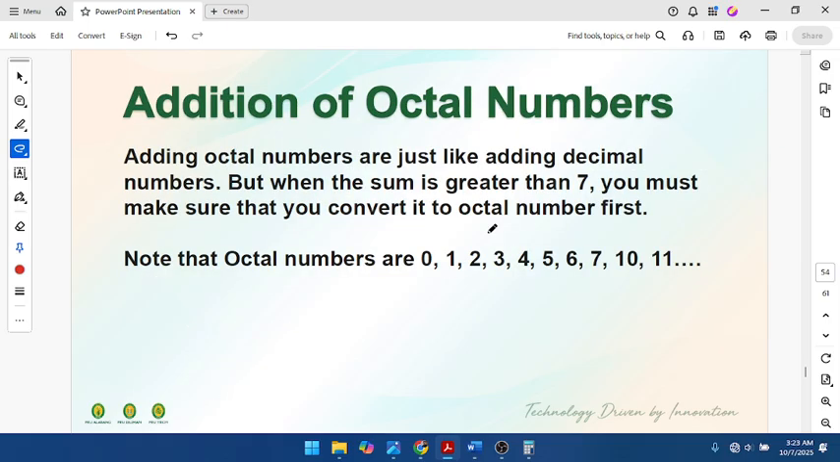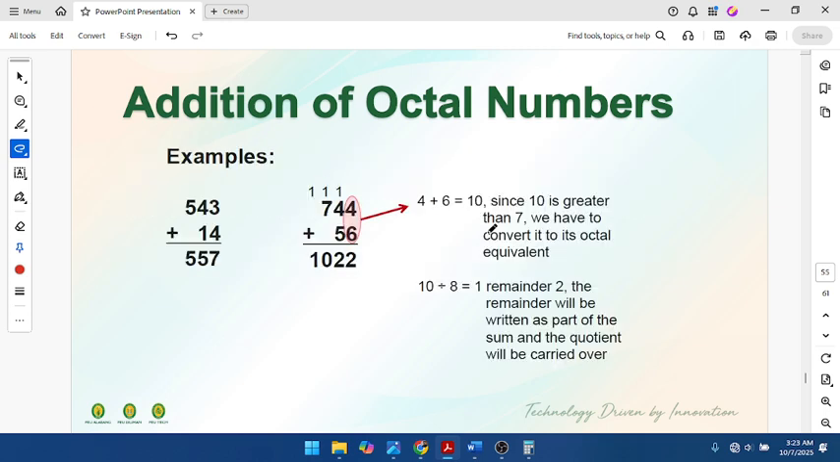For addition of octal, ayan po. For example, 4 plus 6 is equal to 10. So since 10 is greater than 7, of course, we have to convert it to octal equivalent. Okay, so 2. Okay, so carry 1. So 1 plus 4 and 4 plus 5 equal to 2.